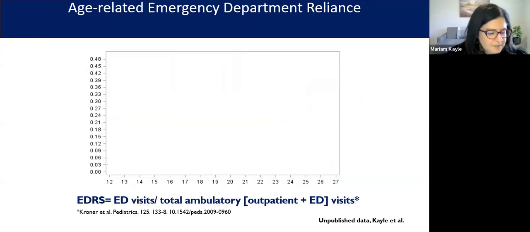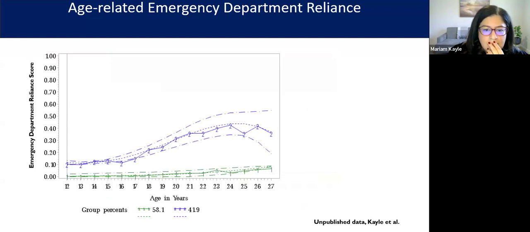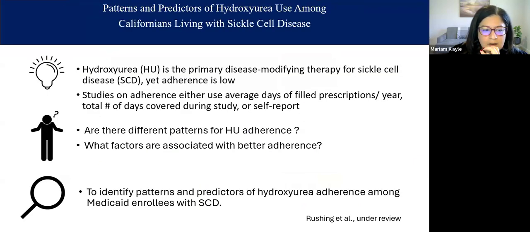For the sake of time, I think I'm gonna skip this and then move into Melinda's study, which basically what Melinda and Sophia did is trying to understand the patterns of hydroxyurea adherence in people with sickle cell disease.